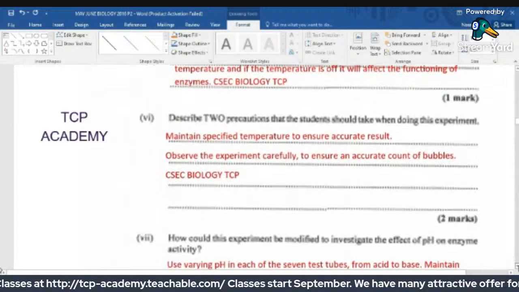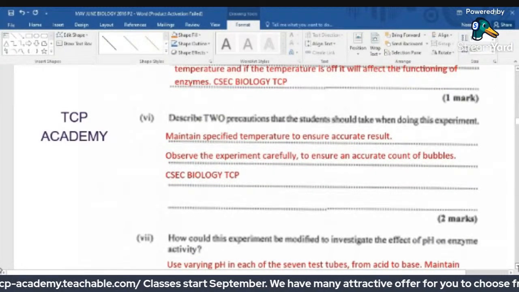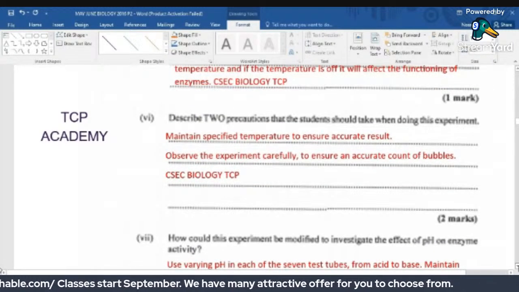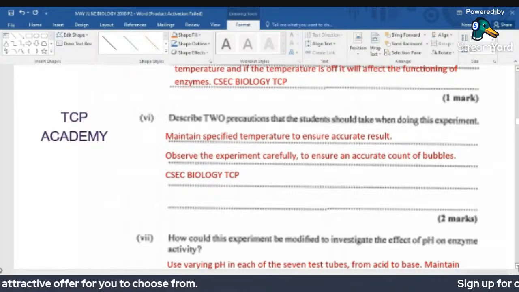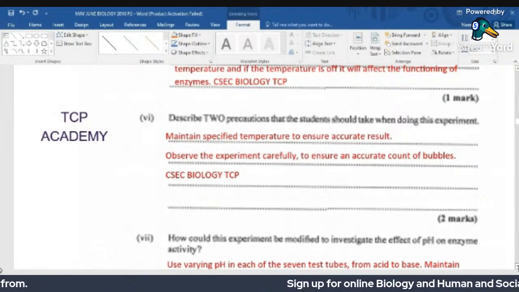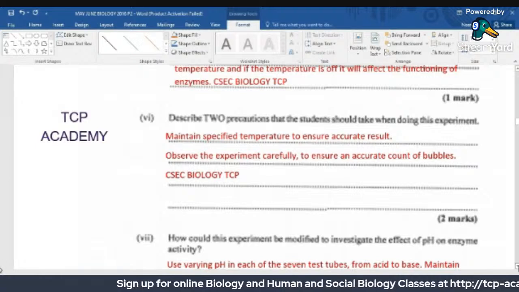This was easy, I think. How could this experiment be modified to investigate the effect of pH on enzyme activity? Now you are modifying this experiment pretty much to see how varying pH would affect the rate of enzyme activity.